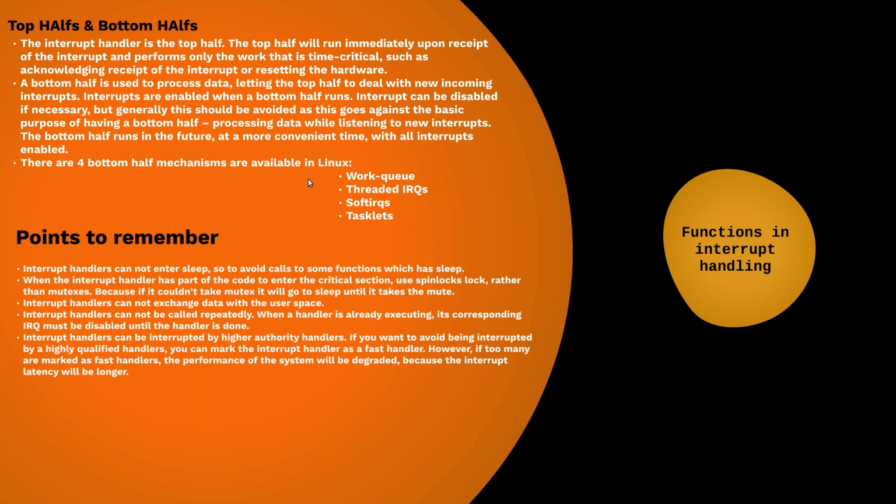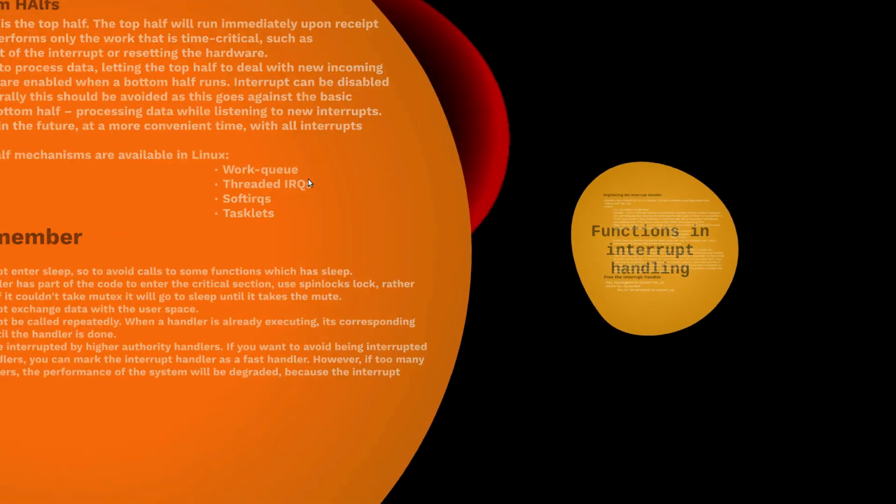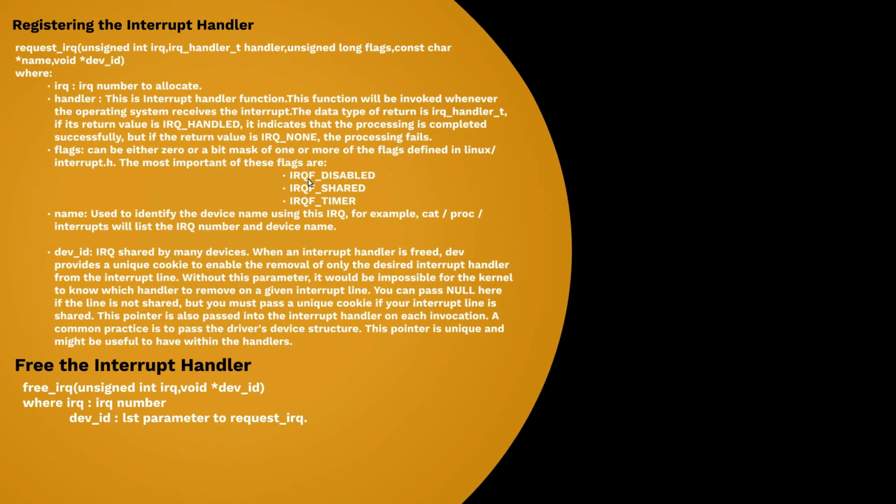Okay. So now, what are the functions in interrupt handling? First is request_irq. In that, the first argument we pass is the IRQ, which is nothing but the interrupt number, just an IRQ number to allocate. Next will be your handler function. Third will be your flag. Flag can be either zero or a bit mask of one or more of the flags defined in the linux/interrupt.h header file. The most important of these flags are IRQF_DISABLED, IRQF_SHARED, and IRQF_TIMER. So we will use shared.